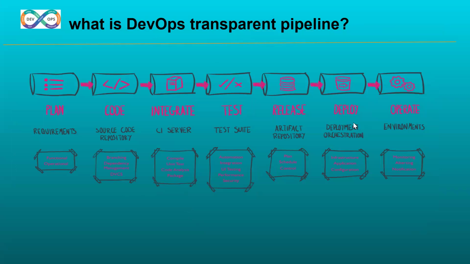DevOps transparent pipeline, from continuous integration to continuous delivery. This entire CI/CD we can implement. Once it is delivered from release, we are going to be deploying our applications on hundreds of servers. We call this deployment.